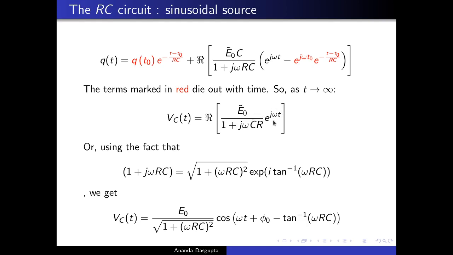So if you combine all the e to the j terms together, I made a mistake here. I forgot that I am using electrical convention, so this i is really j. So once we put that in, I get E0 by square root of 1 plus omega RC whole square, which is just coming from the magnitude E0 of this and the magnitude of this. And this entire exponential is j omega t plus j phi 0 minus j tan inverse omega RC. The minus sign comes in simply because this whole thing is in the denominator. You have an exponential of that, and when you take the real part, it becomes a cosine.